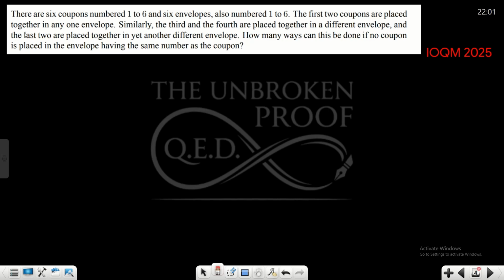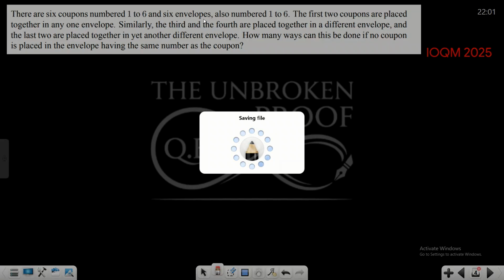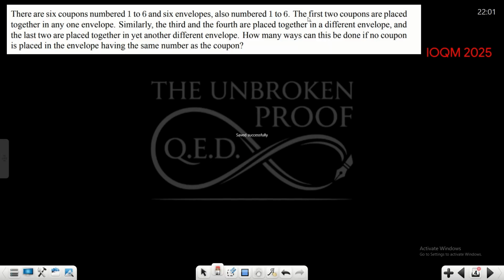Sorry, this is a 3-mark question. Now this question says there are 6 coupons numbered 1 to 6 and 6 envelopes also numbered 1 to 6. The first 2 coupons are placed together in any one envelope. Similarly, the third and the fourth are placed together in a different envelope, and the last 2 are placed together in yet another different envelope.